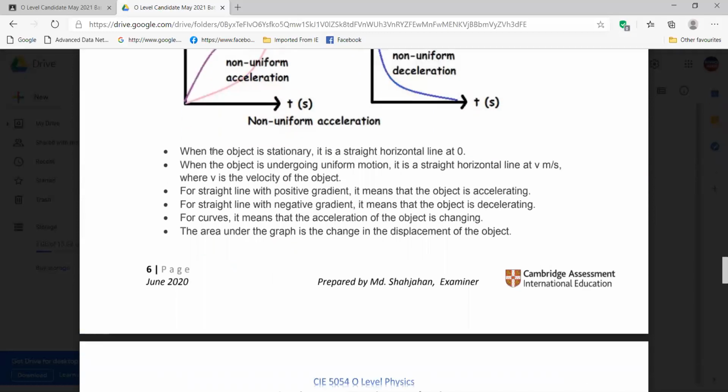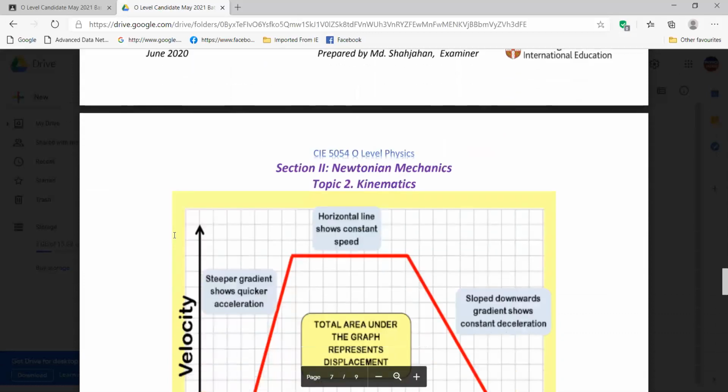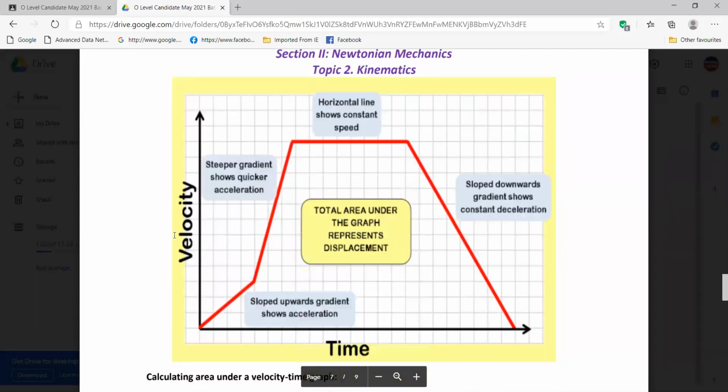So all these things are described here. And finally, there is one point given here. Can you read it? The area under the graph is the change in the displacement of the object. So if you take the area under the graph, then it is giving displacement, right? You see here we got all these things together.